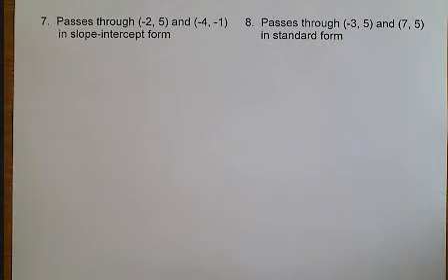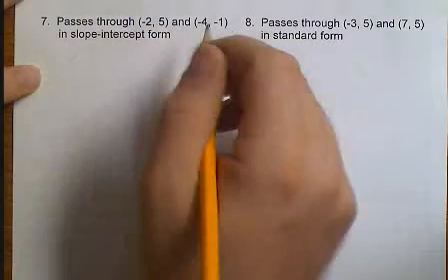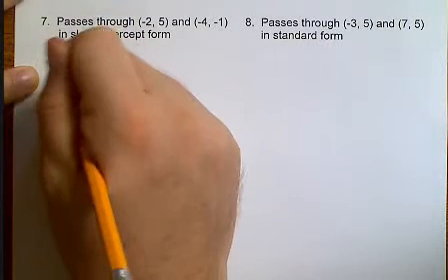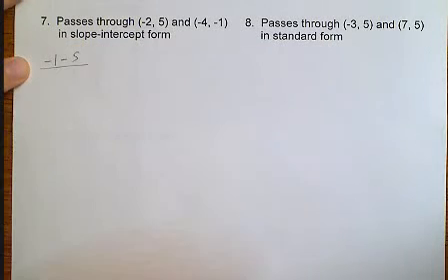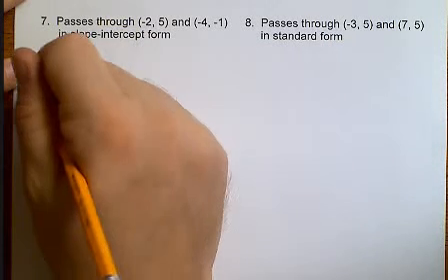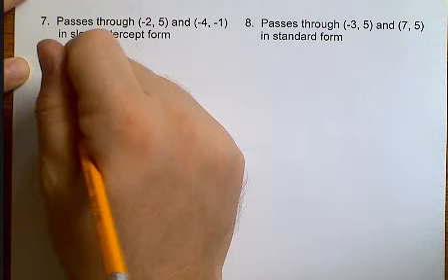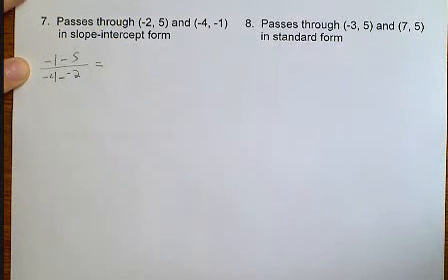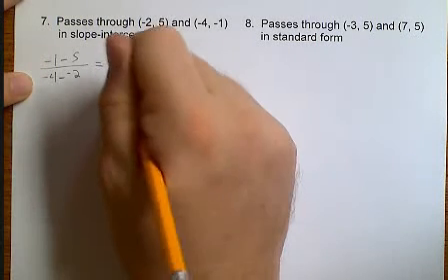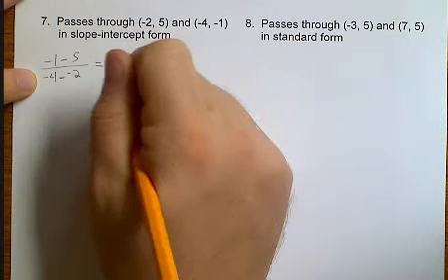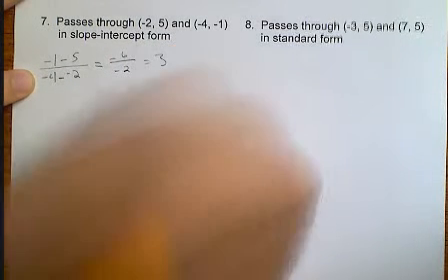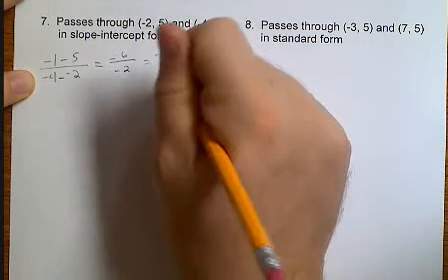All right, number 7. Here, they've just given us 2 points, so we have to figure out what our slope is. So we're going to do negative 1 minus 5. That's the change in y's, over negative 4 minus negative 2. That's how much our x's change. Change in y, rise. Change in x, run. Rise over run. Well, this becomes negative 6 over negative 2, which is a positive 3. That's our m.